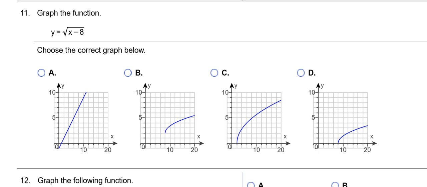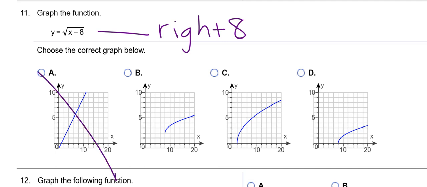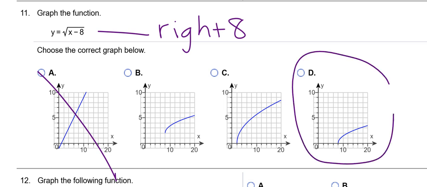When it's inside, it's backwards of your common sense, but it's a left and right movement. So this is going to the right 8. I don't know how it could be choice A. That's a line. Which one is it? The one that's been moved right 8. Remember, each one of those blocks is worth 2.